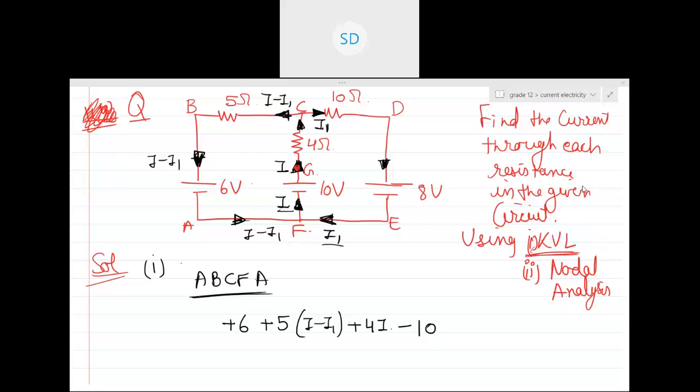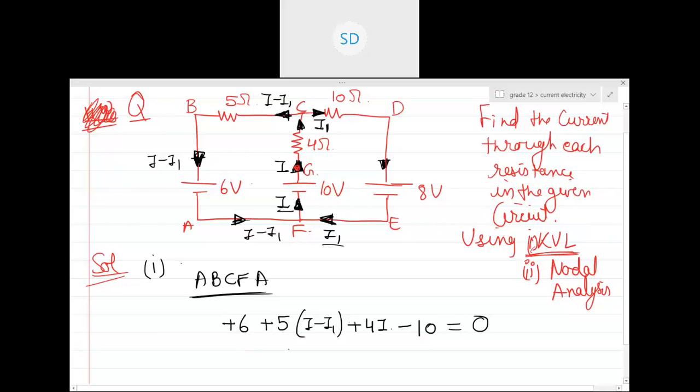चलिए. So minus 10, right? Yes or no? Yes, sir. Now, when you reach point F, and then there is nothing in between F and A, right? So we'll come back to this point. So basically, this will be equal to 0. Yes or no? Yes, sir. This is the first equation.